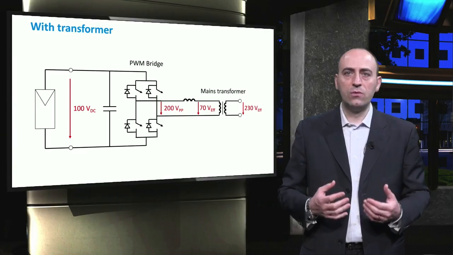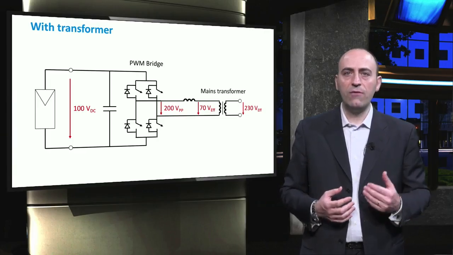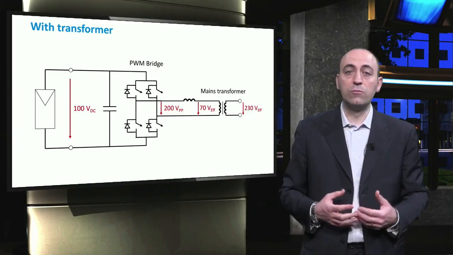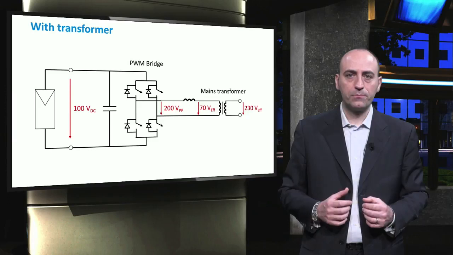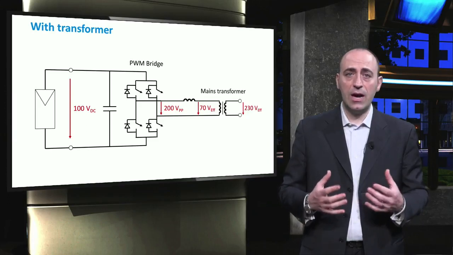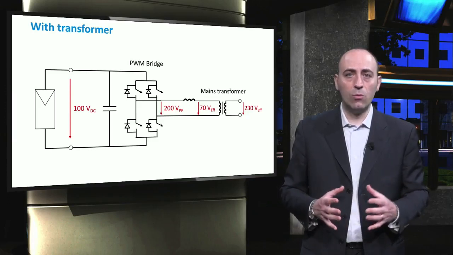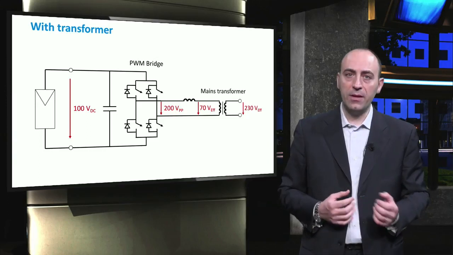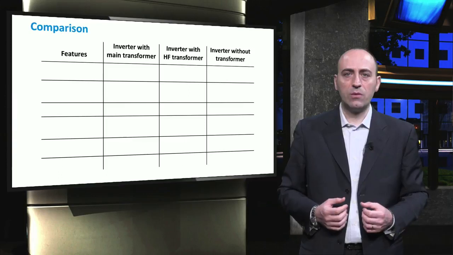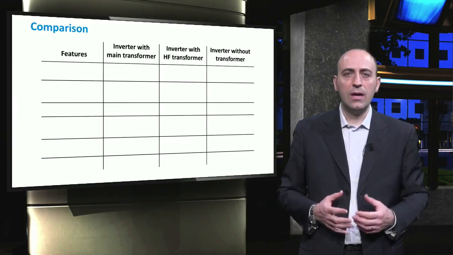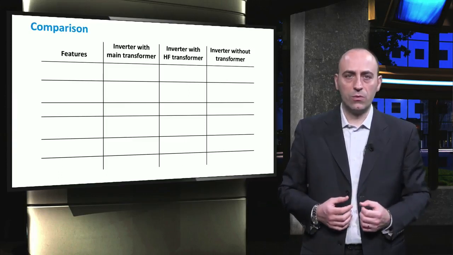As an alternative to the 50 Hz transformer, a high-frequency transformer can be used to provide galvanic isolation between the DC and AC sides. Since the frequency is higher, the transformer can also be smaller and therefore cheaper than the main transformer. To have a global comparison of the three types of inverters seen so far, let's have a look at the table shown on the screen.